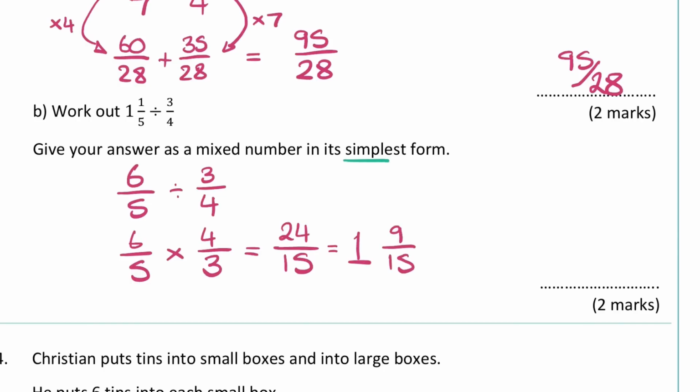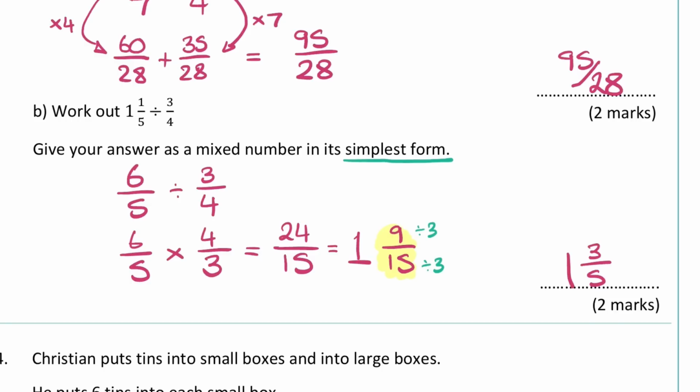Now it wants it in its simplest form, so I need to have a look at this fraction. The fraction does simplify. In this case it's 9 and 15. They both divide by 3, so I need to divide them both by 3. The 1 doesn't change, we're just changing the fraction that's accompanying it. So we have 1, and 9 turns into 3, 15 turns into 5. Now that's written as a mixed number in its simplest form.